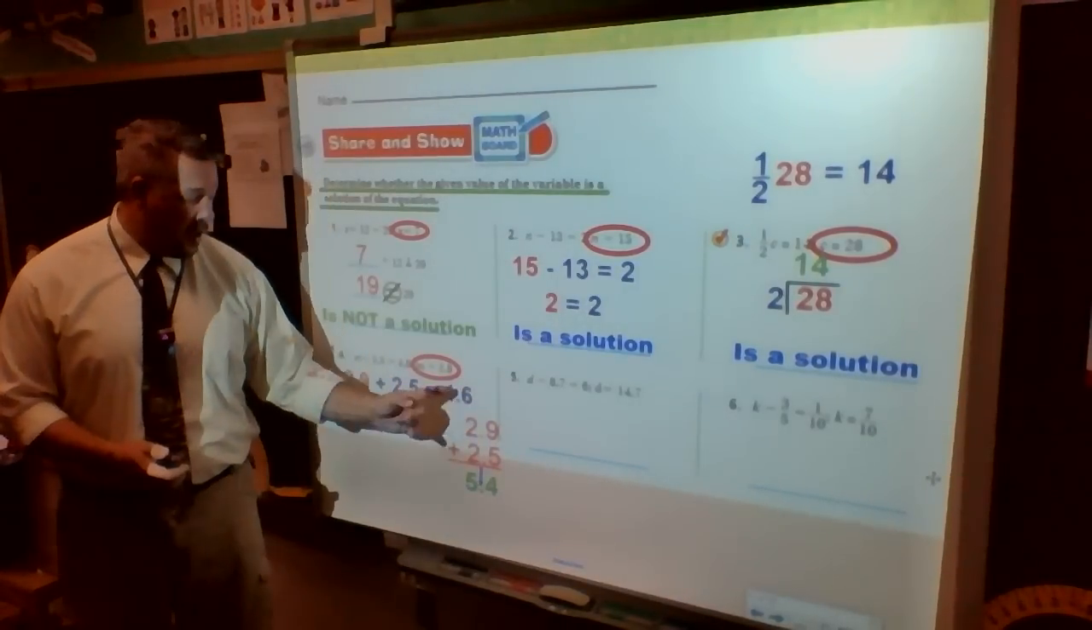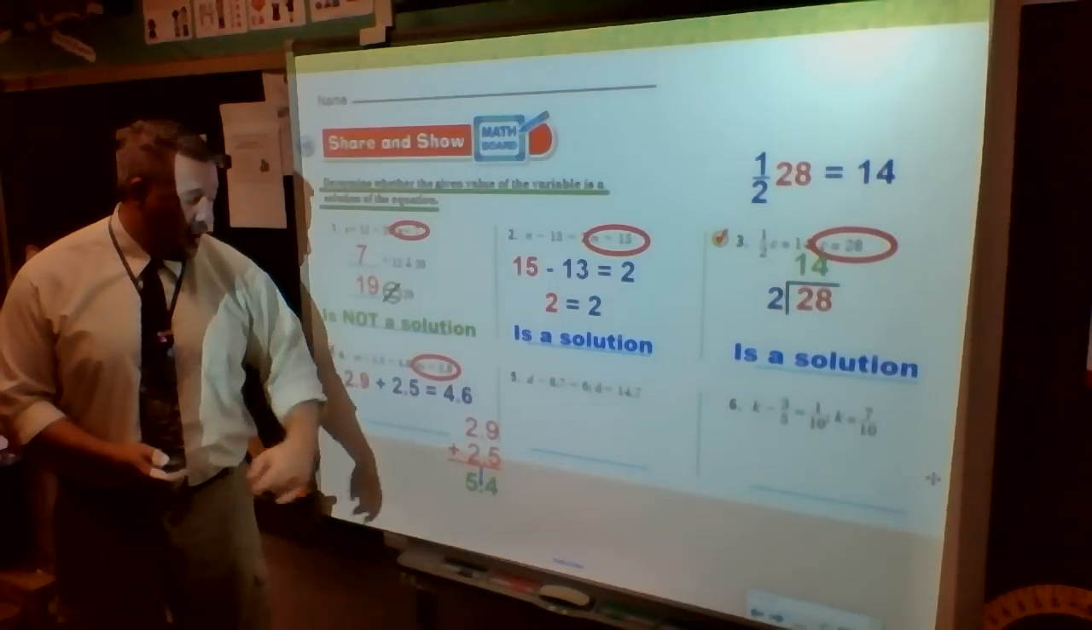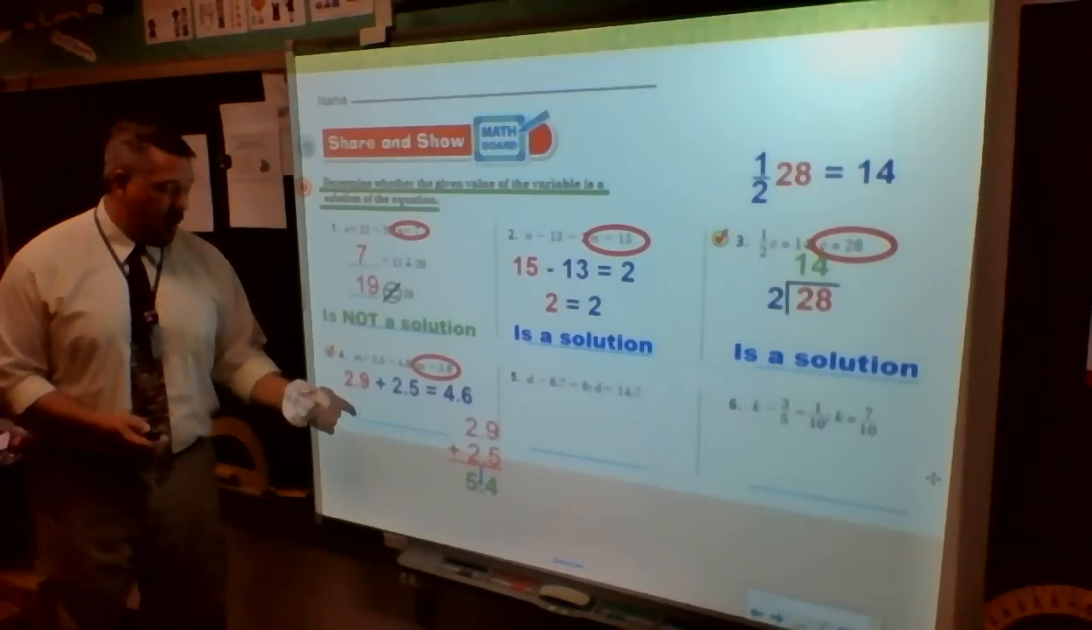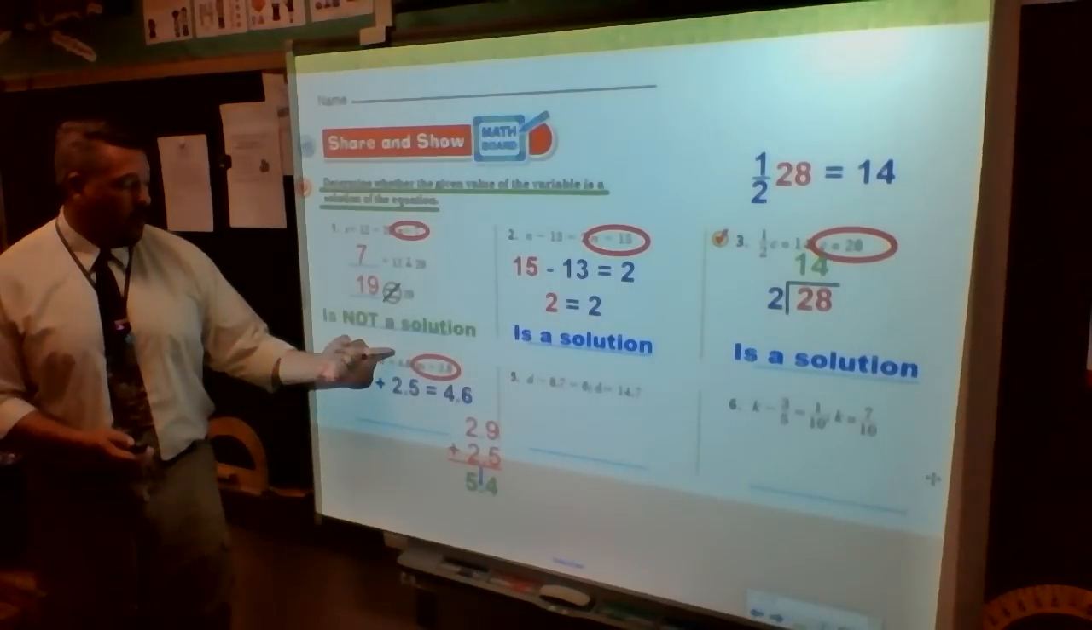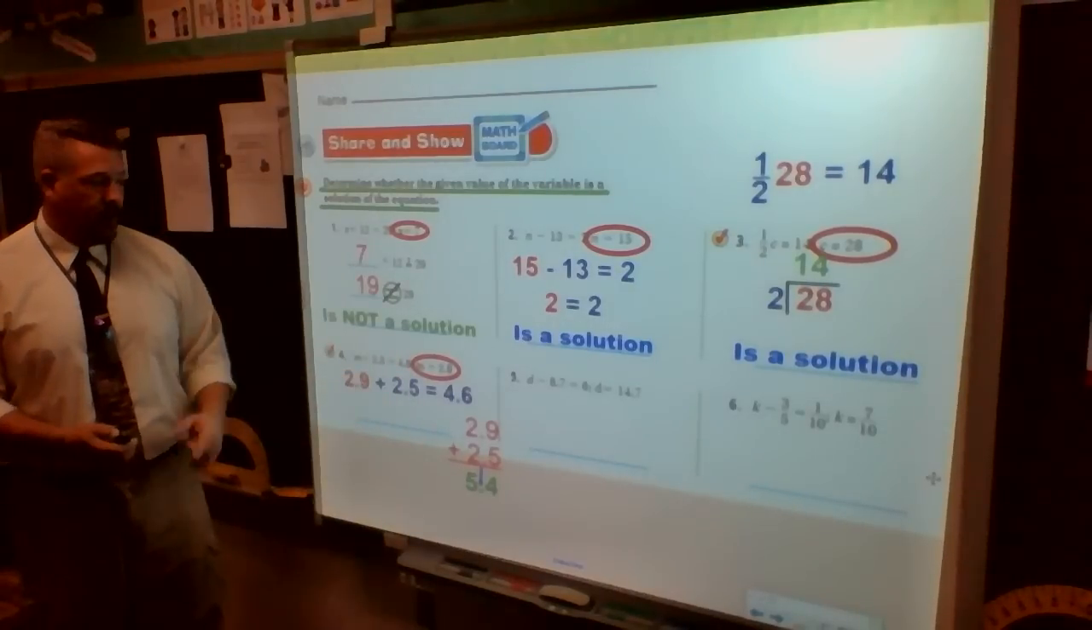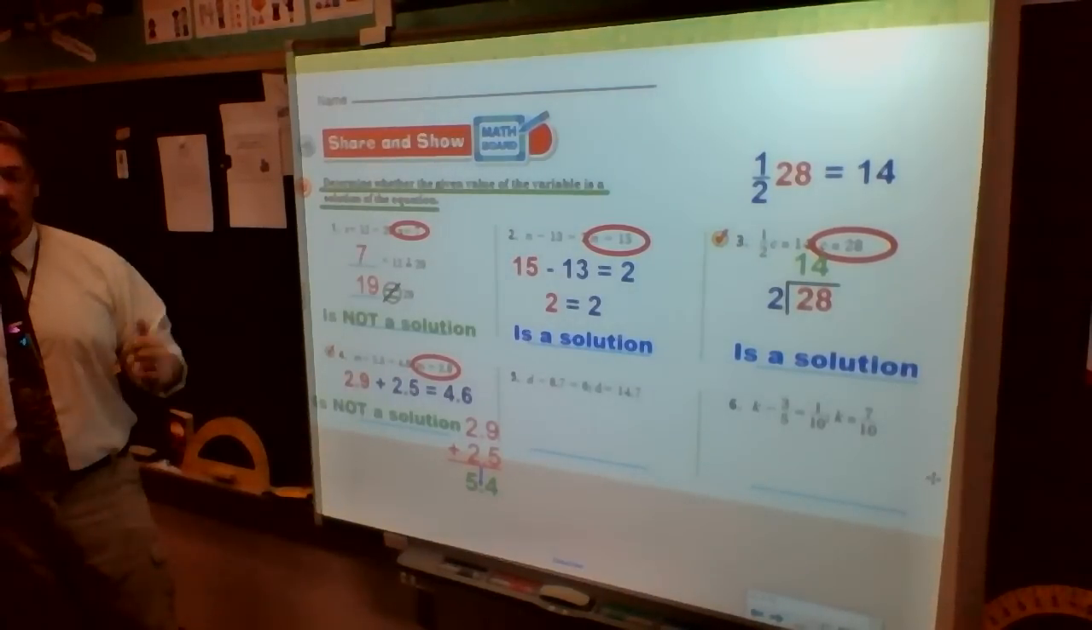9 and 5 is 14. Carry my 1. 2, 2, and 1 gives me 5. It says that 5 and 4/10 is equal to 4 6/10. That is not a solution. It does not match.